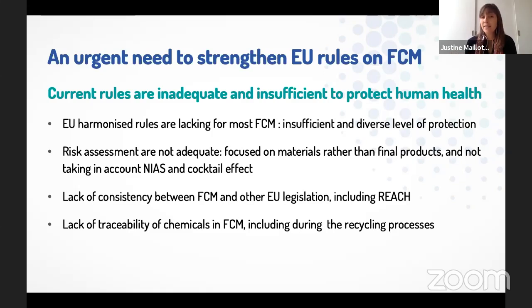As mentioned, the risk assessments are very much focusing on the substances rather than the final products. And so that means that some elements like the NIAS are not taken into account. And for example, when we do the risk assessment, we don't take into account the fact that we're also exposed to chemicals from other sources, like pesticides, air pollution, and that's not taken into account. The lack of consistency with other legislation. And so, for example, some restricted chemicals under REACH are not restricted under FCM. That's another problem. And as mentioned already, the lack of traceability is really hindering the circular economy and the recycling processes.